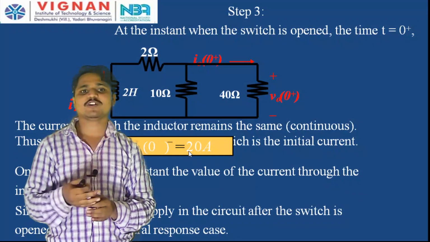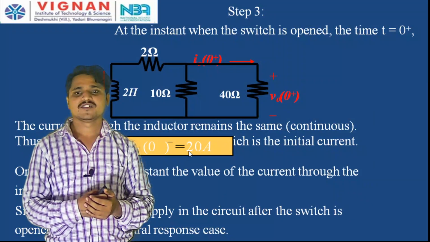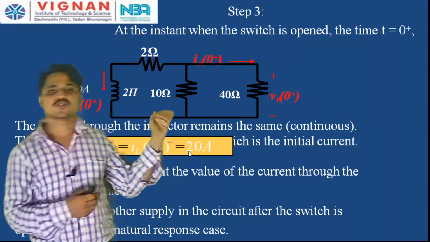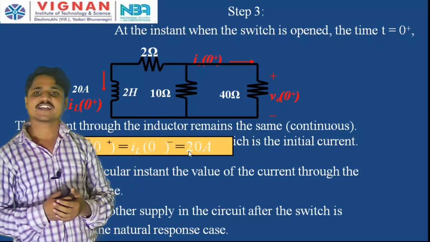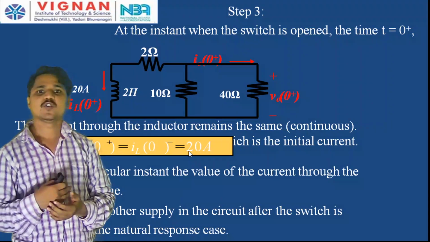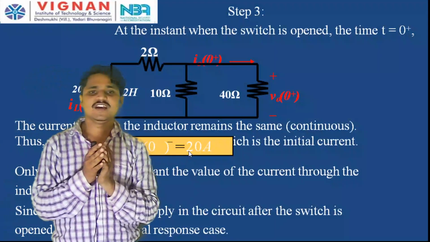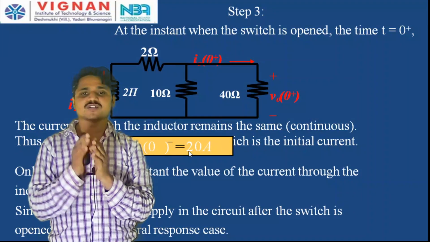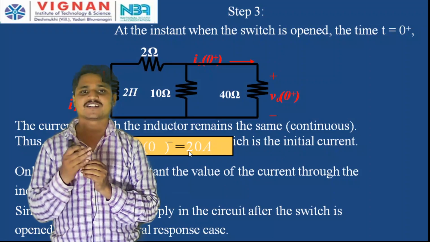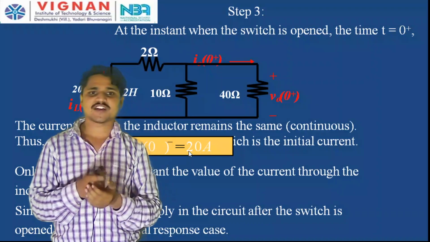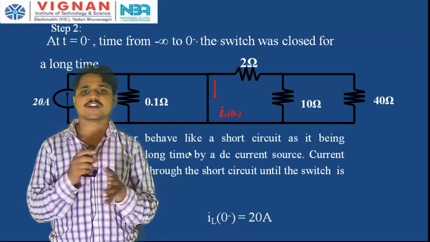So, we have to find out the current flowing through the inductor, that is the natural response. At t equal to 0 plus, the switch is open. We are finding the current at t equal to 0 plus, immediately after opening the switch. Now we know the property of the inductor: it does not allow a sudden change in the current. That means the initial current remains. Let us say this IL of 0 minus is I naught, and this I naught is equal to 20 amperes.